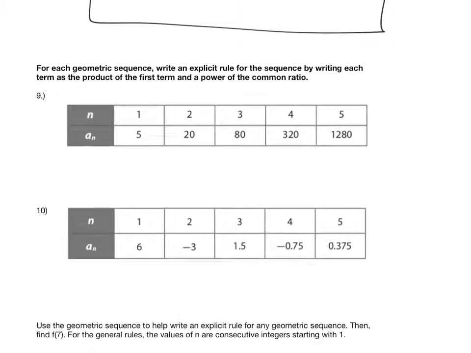Okay, so if we look at this table, in order to write an explicit rule, which is what they're telling us to do, we first need to figure out what our first term is, which is going to be 5. And we need to figure out what our common ratio is, which it looks like if we take 20 and we divide it by 5, common ratio is going to be 4. We're multiplying by 4 every time. We have enough information to write our explicit rule for this geometric sequence.